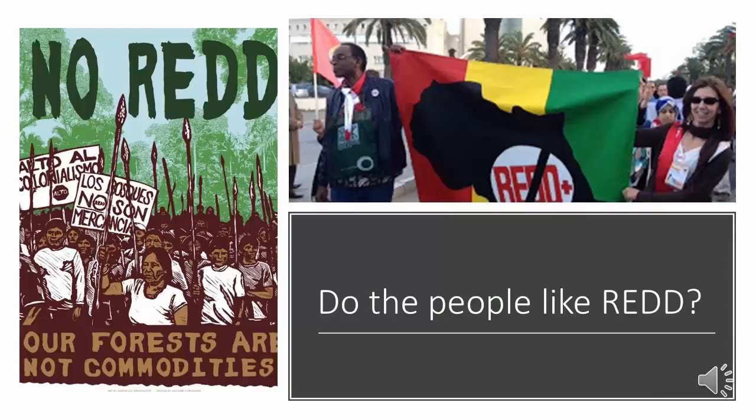Many people are against REDD. They believe that it is not a solution to climate change and will only create more problems for the forest. Unfortunately, REDD is facing a lot of resistance from the people. The indigenous people have openly said that this plan will only make their important and sacred forests into carbon dumping grounds.